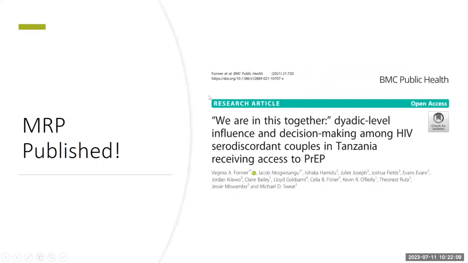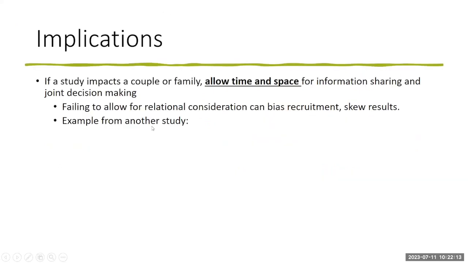The MRP was published, thanks to RETI for the encouragement and the push. And so some implications that I've taken away from this experience is that if a study impacts a couple or a family, which honestly a lot of research does, even if you're not involving a couple in particular, allow time and space for information sharing and joint decision making. And failing to allow for this can bias results.